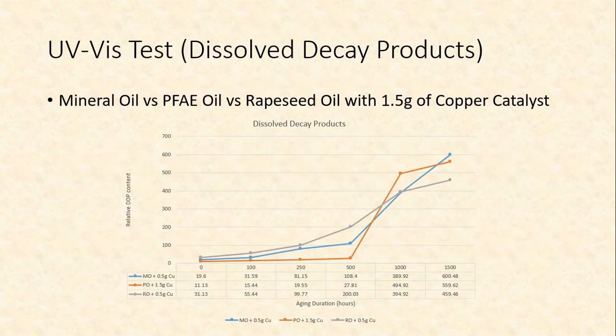From this graph, we can see that the mineral oil has the highest relative content of DDP compared to the other two types of insulating oil after 1,500 hours of thermal aging process. This shows that the aging speed of the mineral oil is faster than the other two types of insulating oil.